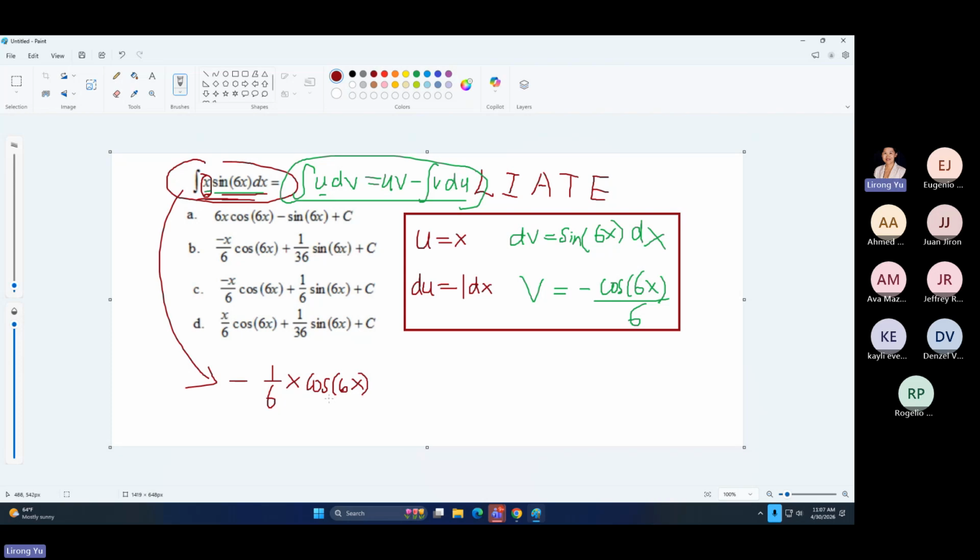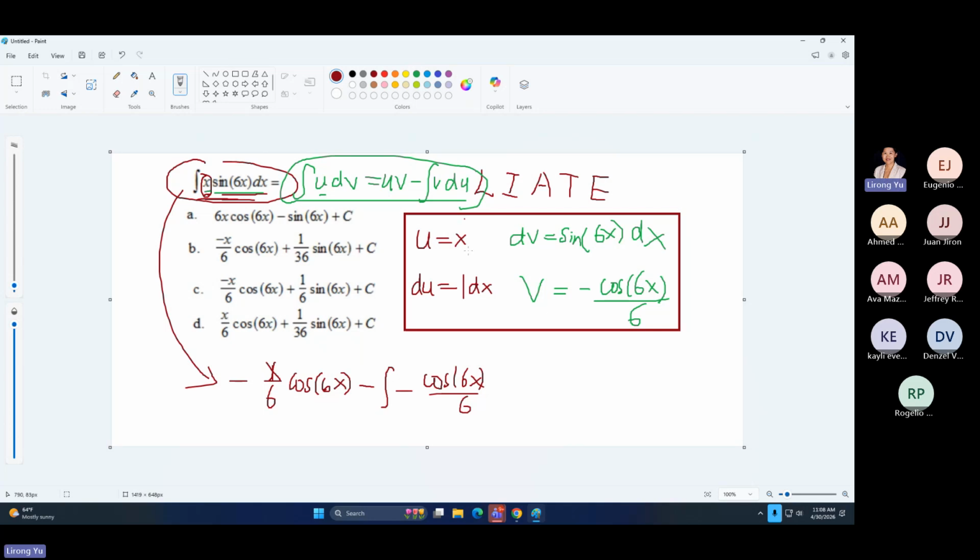Okay, so that's the u times v. Based on all these choices, I guess it's easier to just write x over 6, and then we wouldn't have to have that x just multiplied. I'm trying to write a little bit better. That's u times v. We will turn this into minus the integration of v du. The process of integration by parts is writing the original integration into something slightly easier to integrate. This is our v, so it's negative cosine 6x over 6.